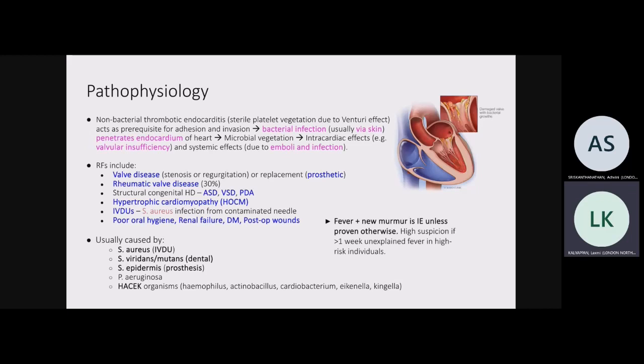Usual common bugs that is good to remember for exam questions are Strep viridans and mutans, which used to be the most common, I think, and is from a dental source, but now I think the most common would be Staph aureus, if you're looking at the population of people who inject drugs. Staph epidermidis is something you'd see if someone's got prosthetics due to biofilm formation, and your HACEK organisms, which is the ones I've listed below there that are commonly seen.